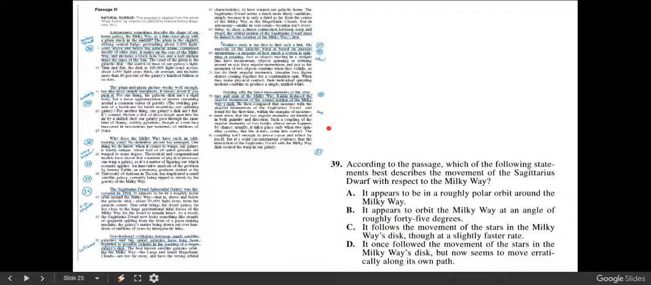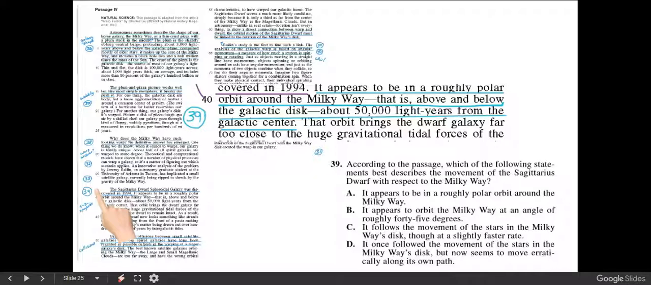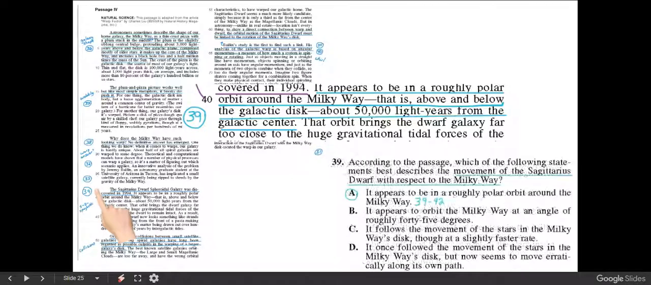39, according to the passage, which of the following statements best describes the movement of the Sagittarius dwarf with respect to the Milky Way? So we map that one here. And around line 40, we see it appears to be in roughly polar orbit around the Milky Way that is above the galactic disk, about 50,000 light years from the galactic center. So it appears to be in a roughly polar orbit around the Milky Way.